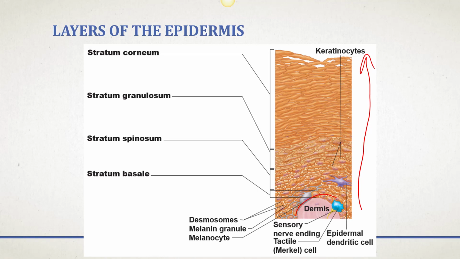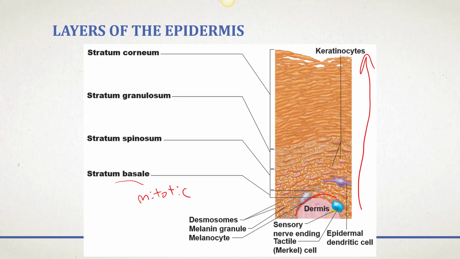So the bottommost layer is the stratum basale. The stratum basale, also known as the basal layer, is the layer that contains actively dividing cells. The process of cell division is called mitosis. So we say that this contains mitotic cells. So those are cells that are dividing or going through mitosis.